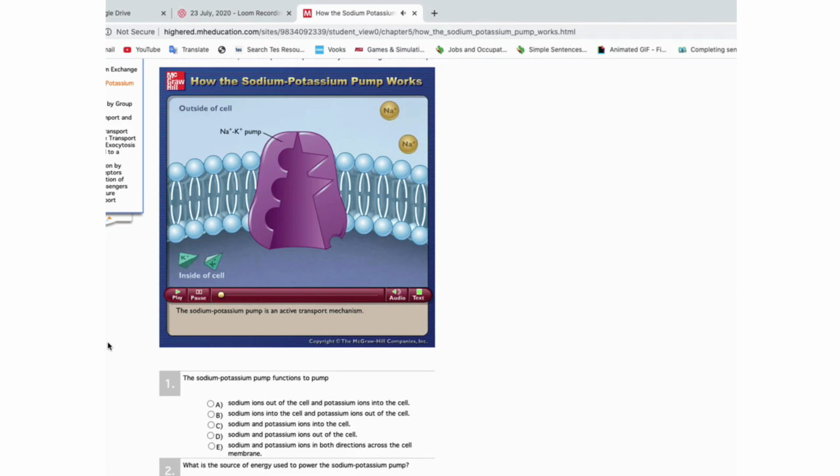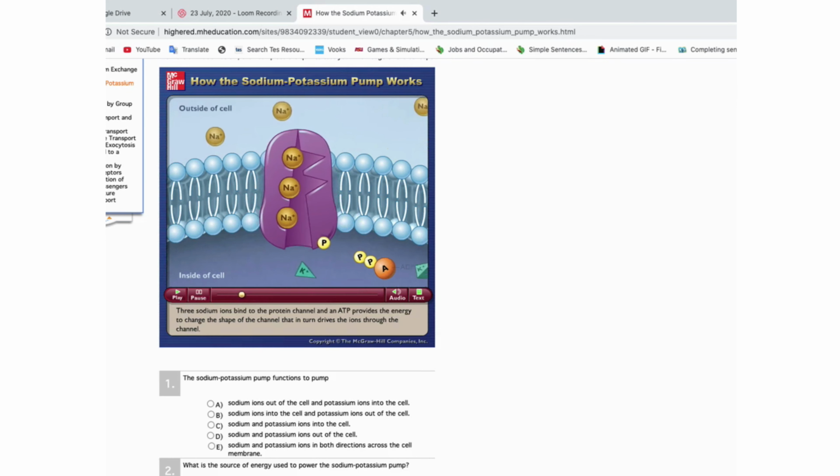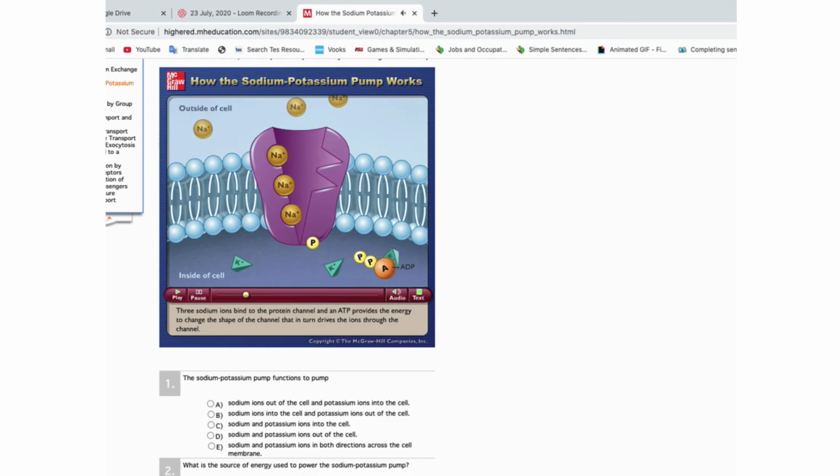The sodium-potassium pump is an active transport mechanism. 3 sodium ions bind to the protein channel, and an ATP provides the energy to change the shape of the channel that in turn drives the ions through the channel. One phosphate group from the ATP remains bound with the channel. The sodium ions are released on the other side of the membrane, outside of the cell, and the new shape of the channel has a high affinity for potassium ions, and 2 of these ions now bind to the channel.